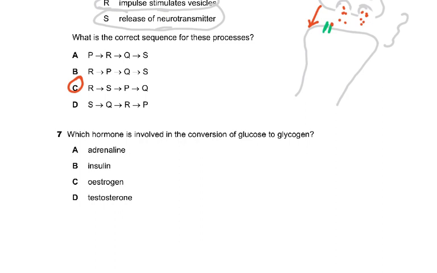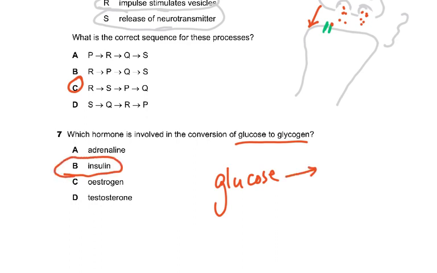Which hormone is involved in the conversion of glucose to glycogen? Glucose to glycogen. So too much glucose in your system, what happens? The hormone insulin is released from the pancreas, and this extra glucose in the blood enters the liver cells, and there is an enzyme present which converts the glucose into glycogen. The glucose in the blood will return to normal. It's negative feedback.